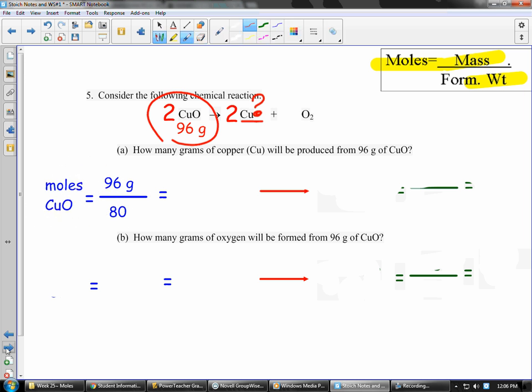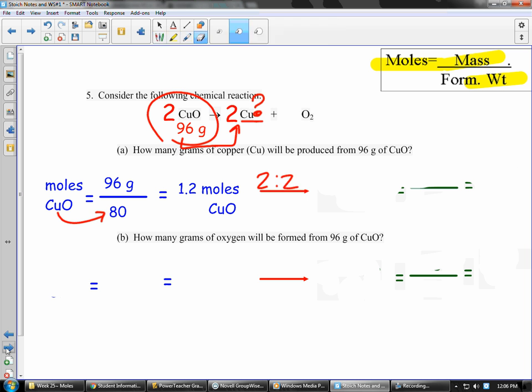Okay, so 1 copper and 1 oxygen. That's where the 80 came from. Divide that and you get 1.2 moles of copper oxide. Now, let's talk about our mole ratio. We go from here, the 2 to 2 is also the same as 1 to 1. Okay, so I'm going to leave that number alone. So I also have 1.2 moles of copper. That's what I'm going to make.